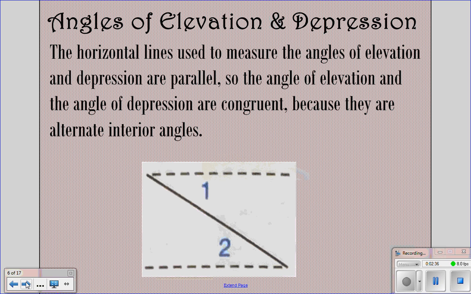The horizontal lines that are used to measure the angles of elevation and depression are parallel. So your angle of elevation and angle of depression are actually congruent because they are alternate interior angles. So angles 1 and 2 are congruent here. And angle 1 is your angle of depression. Angle 2 is your angle of elevation. But whatever the two angles measure, they are going to have to be congruent.